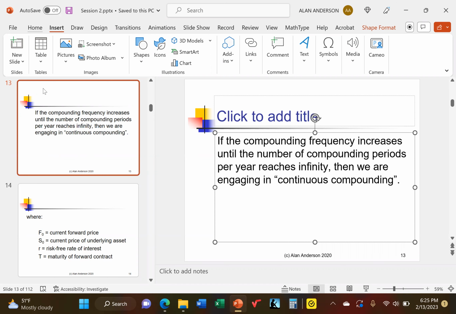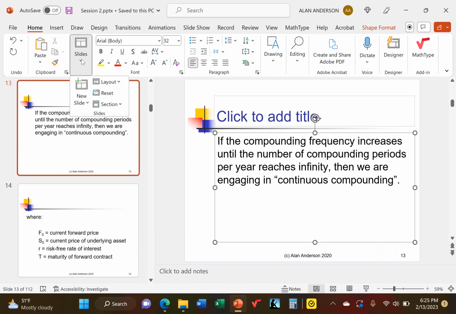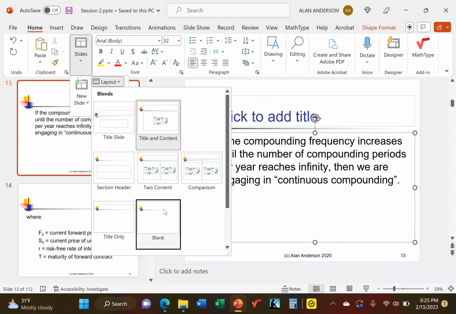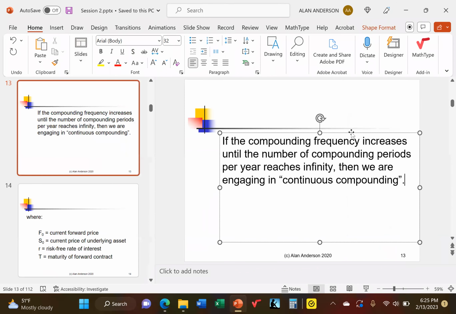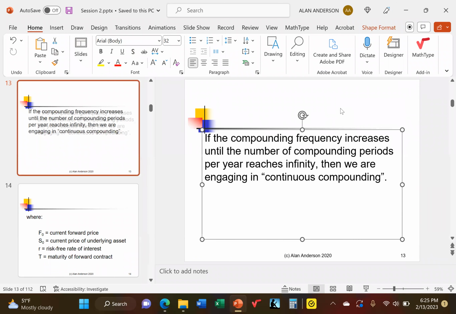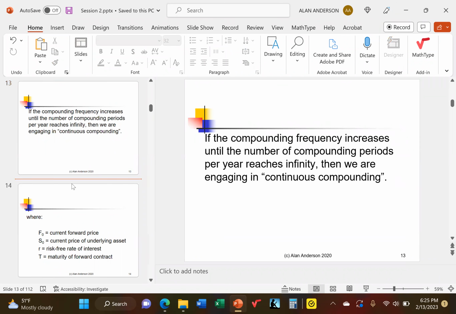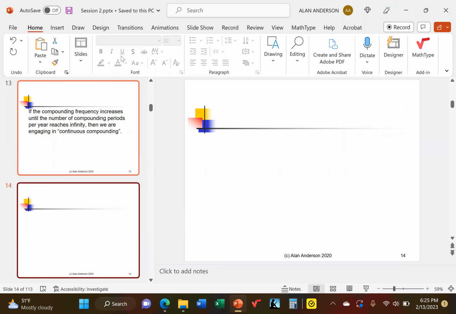Okay, so how would we then calculate our present and future value? We can't use the formula I just showed you because we would need an exponent of infinity. So instead we use something different. All right, let me just show it to you really fast.